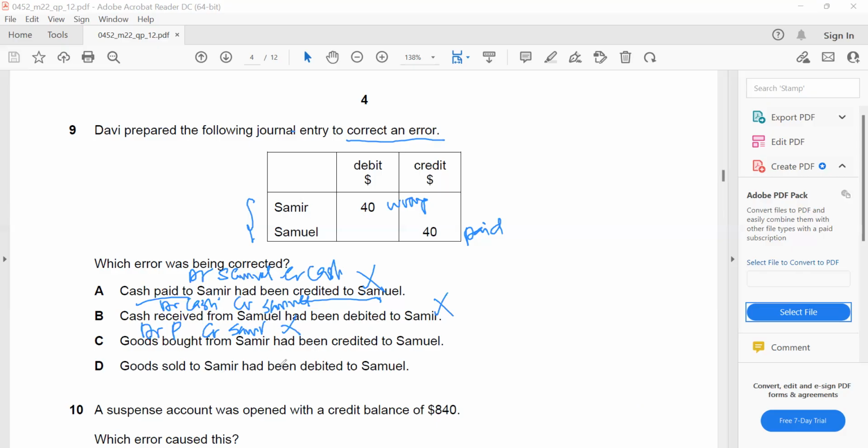Goods sold to Samir has been debited to Samir. Okay, goods sold means debit Samir, credit sales. But wrongly debited to Samir, so we have to credit it. That means this is not pay. This is a transaction, goods sold. Debit Samir, credit sales. So this one is omitted. Samir is wrongly debited. So we debit Samir, credit Samir. So the answer should be D.